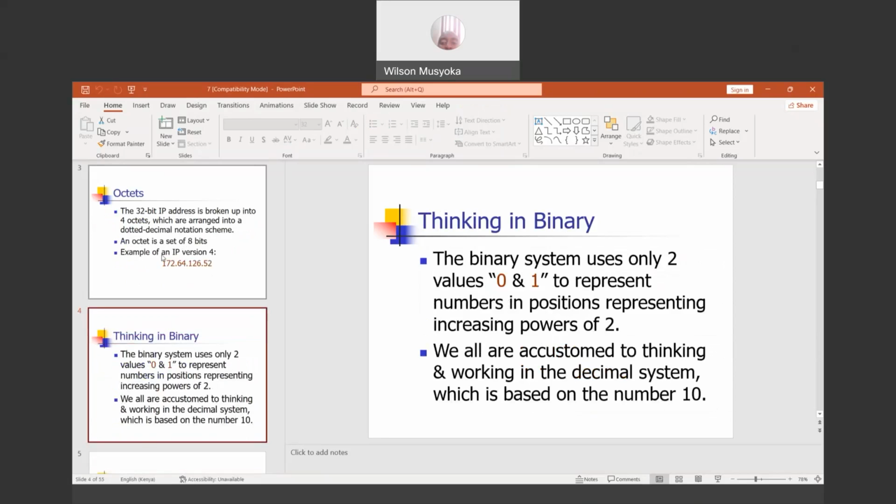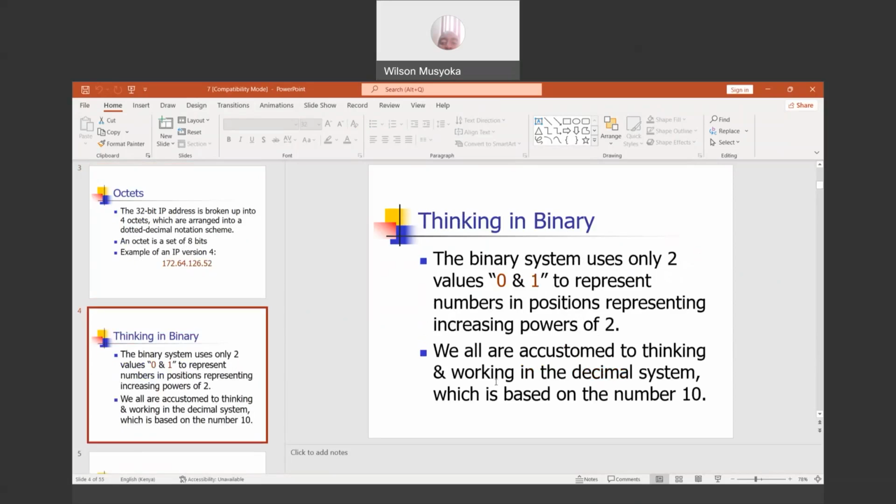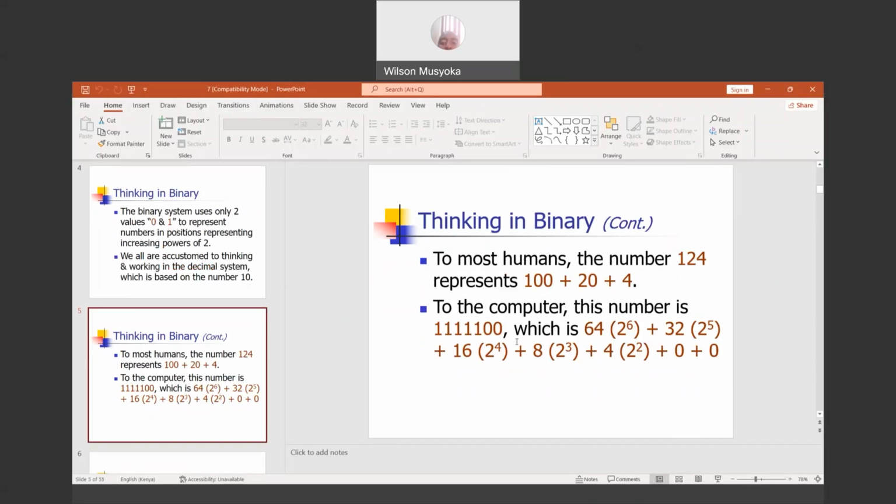And this IP version 4 address is going to be represented in terms of binary. Here it is in the decimal number system, and now in the binary number system we are going to have only zeros and ones, because we have said that the binary numbering system represents values in terms of zeros and ones, whereby the number positions are going to be represented by increasing powers of 2. So let us see how it works.